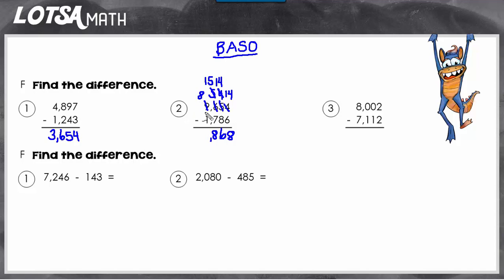And now we have 8 minus 1 equals 7. So our answer is 7,868.